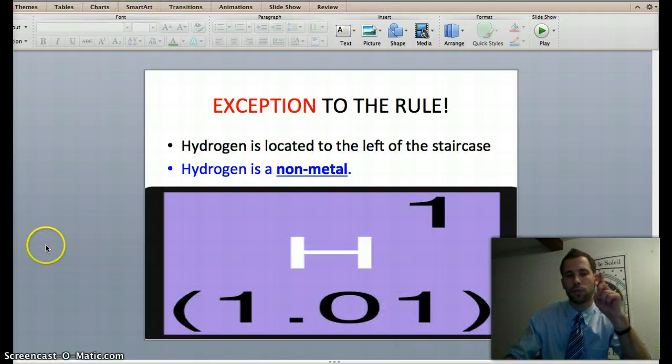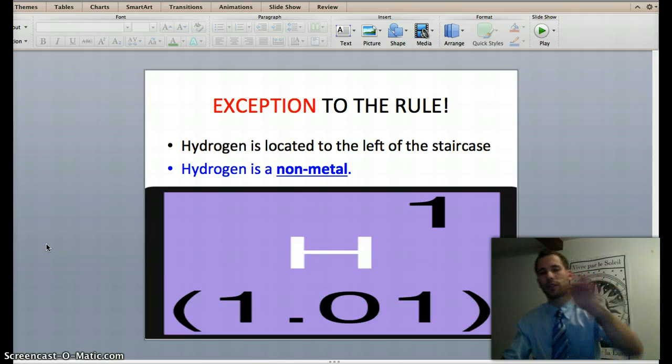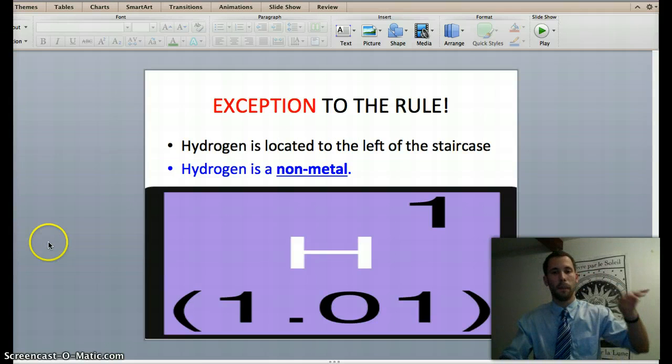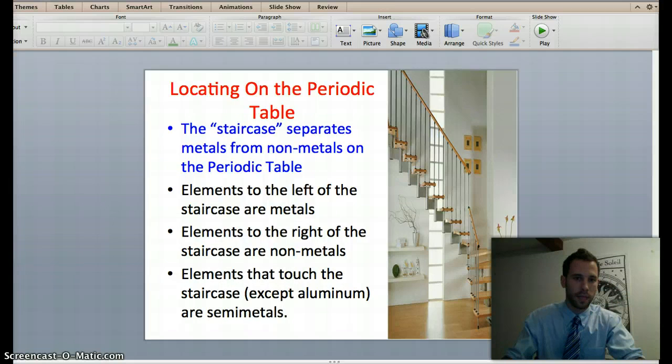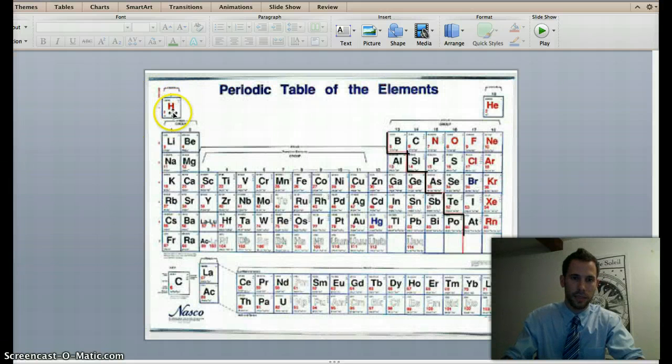The one exception to this rule is hydrogen. Hydrogen is located to the left of the staircase, but is still a nonmetal. It looks like this. As we can see, it's red, just like the rest of the nonmetals and the gases. And even though it's on the left side, it is the one exception to the rule.